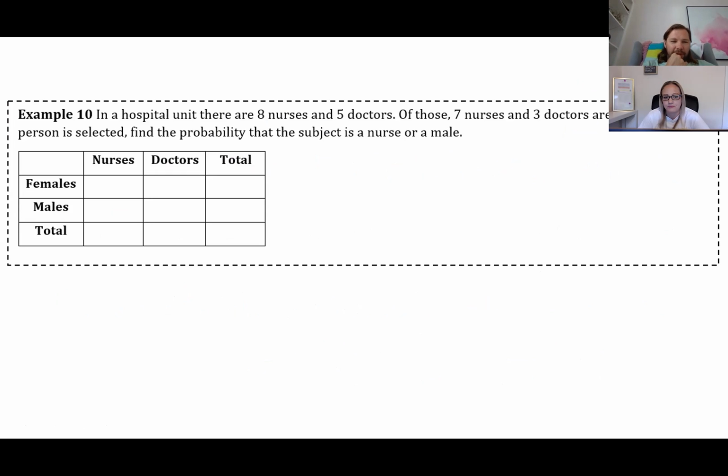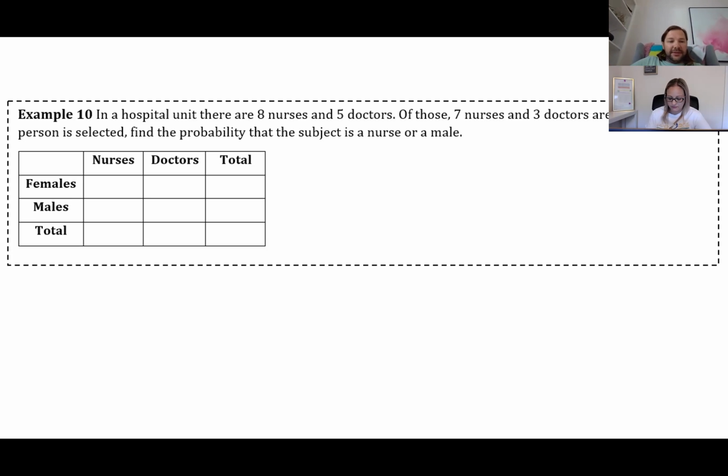Okay. So in example 10, it says in a hospital unit, there are 8 nurses and 5 doctors. Of those, 7 nurses and 3 doctors are female. If a staff person is selected, find the probability that the subject is a nurse or a male. This is a good example where it's a great idea to make a table because there's a lot of information going on in those sentences. If you were just to try to calculate that in your head, it'd be very easy to get confused or mixed up. In fact, I'm already confused just reading it one time. So I might read the sentence again, and then I'm going to put that into a table.